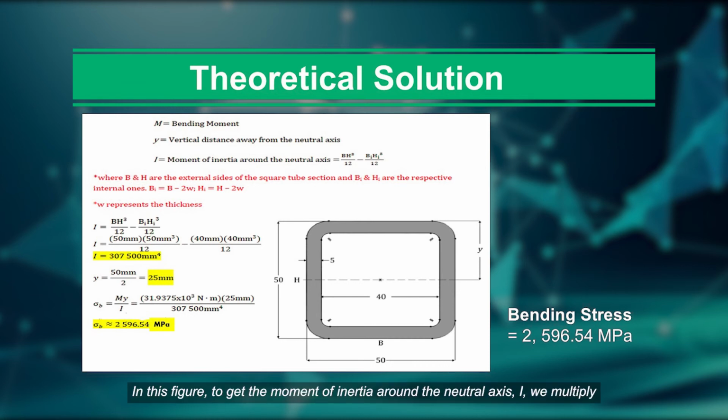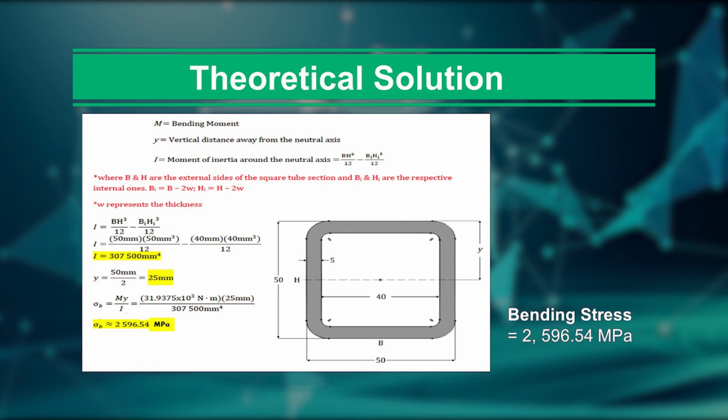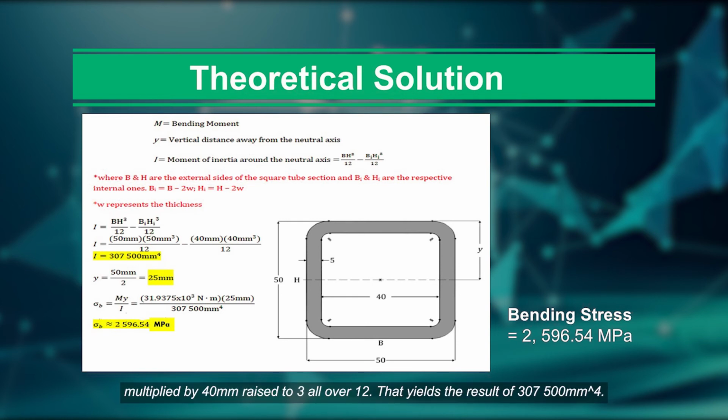In this figure, to get the moment of inertia around the neutral axis, we multiply 50 mm by 50 mm raised to 3 all over 12. Then subtract the quantity of 40 mm multiplied by 40 mm raised to 3 all over 12. That yields us the result of 307,500 mm raised to 4. To get the vertical distance away from the neutral axis Y, we have 50 mm over 2 yielding 25 mm.